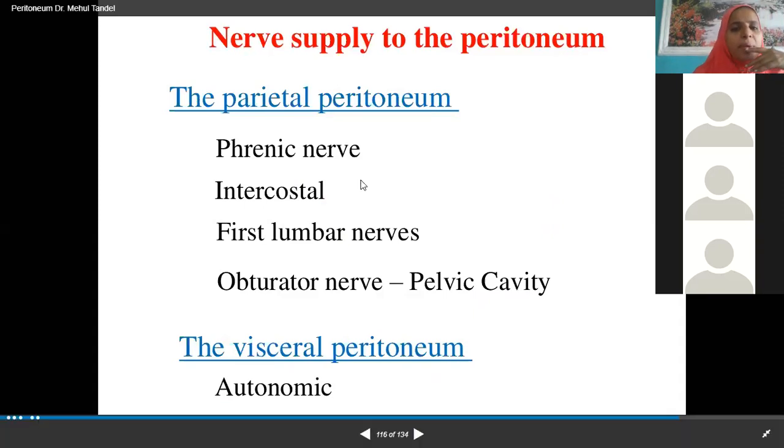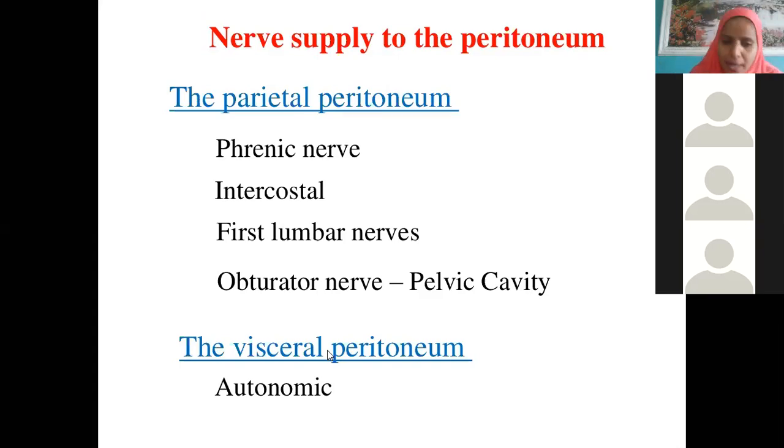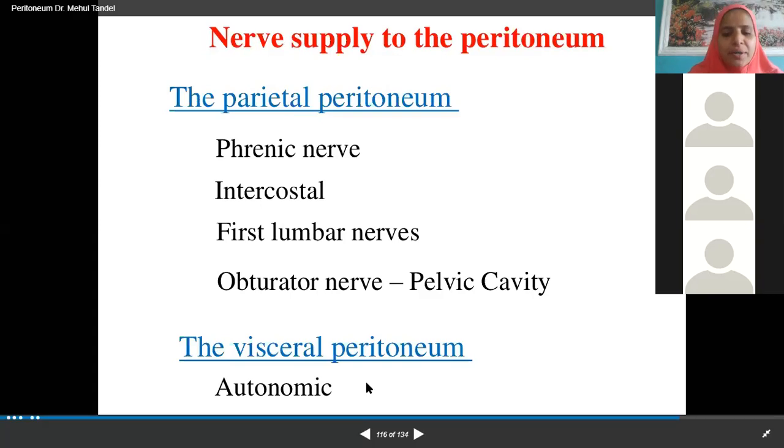So coming to the nerve supply of the peritoneum, the nearby nerves from superior to inferior aspect, starting with the diaphragm: the phrenic nerve is very close, intercostal nerves are very close, T7 to T12, subcostal and all. Lumbar nerves are very close, and the obturator nerve supplies the pelvic cavity. We know parietal peritoneum is pain sensitive. Visceral peritoneum is supplied by autonomic nerves, that means the lumbar and sacral sympathetic chain.